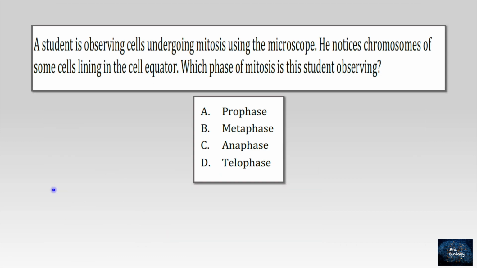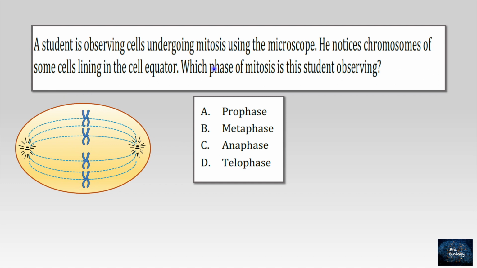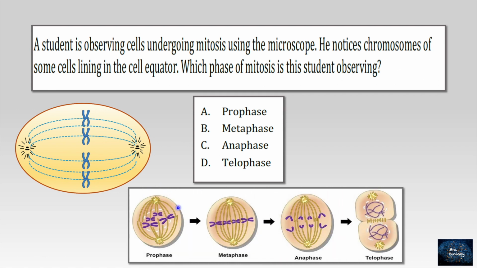It seems an easy question. Let's read it. A student is observing cells undergoing mitosis using the microscope. He notices chromosomes of some cells lining in the cell equator, like this. Which phase of mitosis is this student observing? Actually, we learned about it a lot, that we have 4 phases for mitosis division: prophase, metaphase, anaphase, telophase. And we all know that when the chromosomes align at the middle, this is metaphase. It's very simple, I told you. So the right choice here is B.